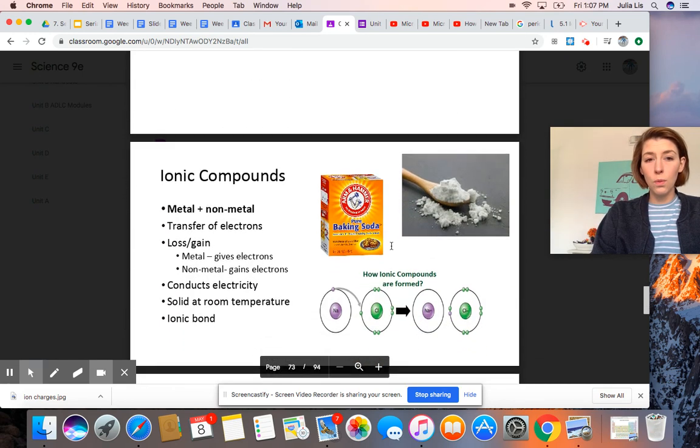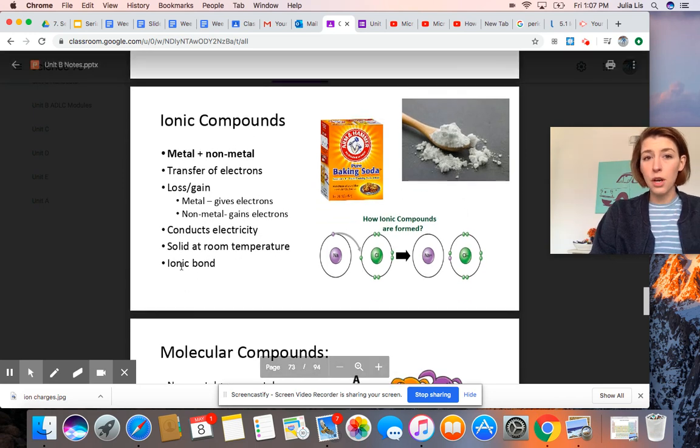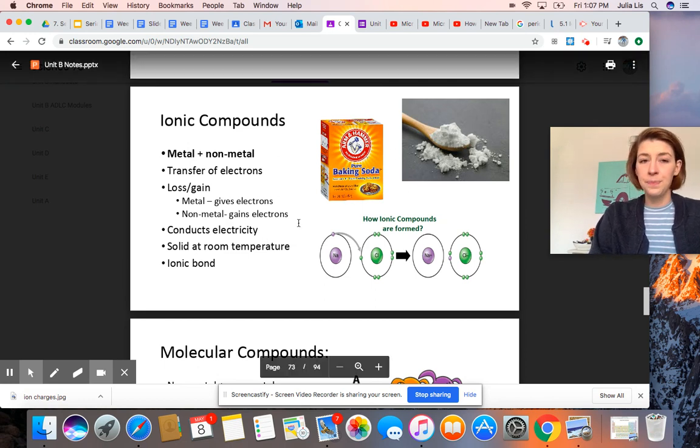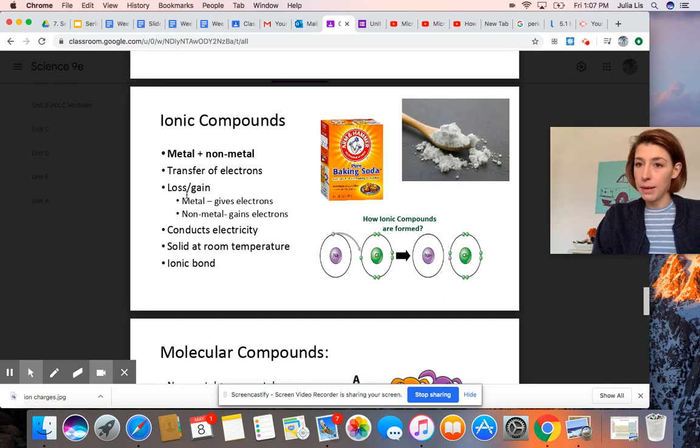So when we look at ionic compounds, we're going to talk about naming ionic compounds this week. That'll be the new lesson. But ionic compounds are always between a metal and a nonmetal. That metal always wants to give electrons, be a giver, and the nonmetal always wants to gain those electrons. It's the taker, it's greedy. And so because of this metal that's in the compound, some of the properties of ionic compounds is that they're good conductors of electricity and that they're solid at room temperature.